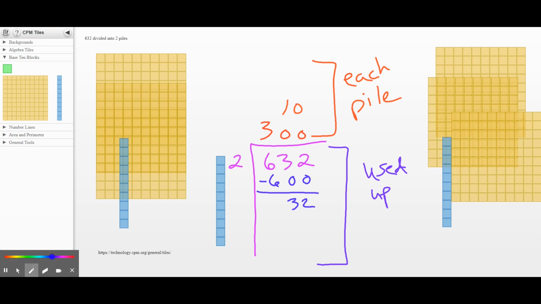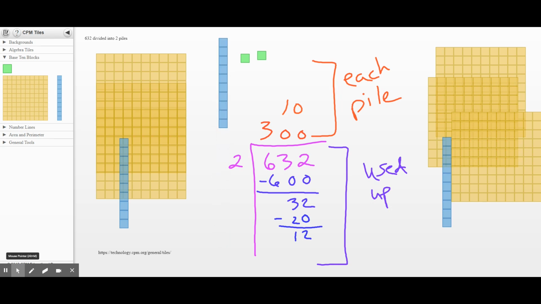Well, 10 in the first pile and 10 in the second pile means I've used up 20. If I had 32 and I used up 20, I have 12 left. There's my 2 that I haven't dealt with yet. I have 12 left here. I have 1 10 and 2 1s.